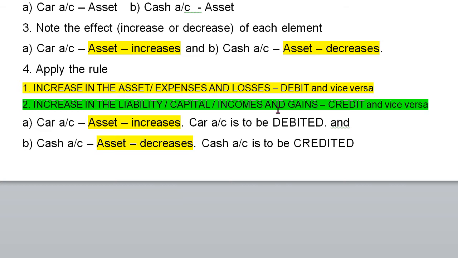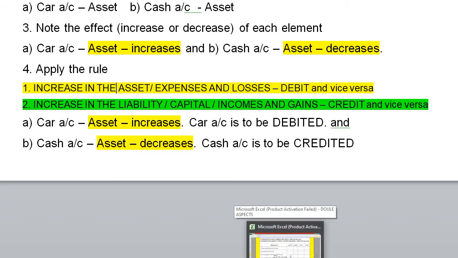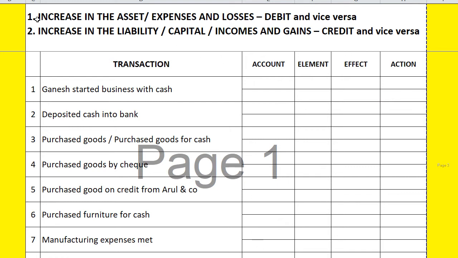Now let us go for the practical application. You may find it easier. Are you ready? Come. See here at the top, I have given you the rule: increase in assets, expenses and losses, debit, and vice versa. Increase in liability, capital, incomes and gains, credit, and vice versa. Fine. Now, shall we start? First one, Ganesh started business with cash.